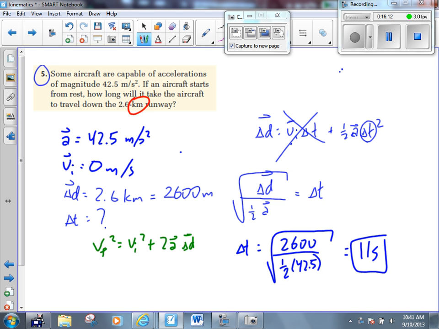Okay, we've got A, we've got D, we've got VI. That allows us to solve for VF, even though it's not what we're looking for. It's okay. It's a perfectly valid thing to solve for. Then we can use VF in another equation to solve for T there. Which one did you use after that? Okay, good.